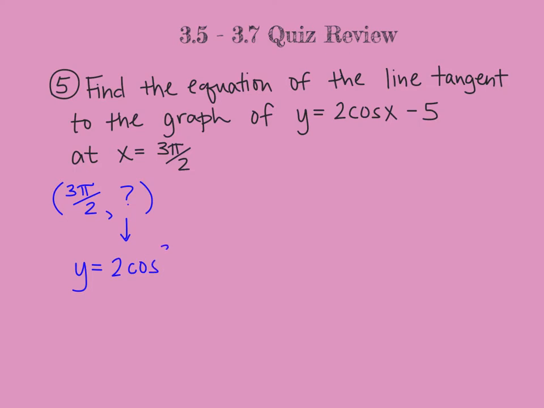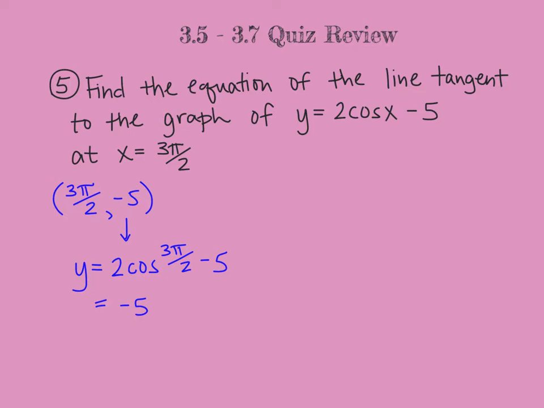So we'll have 2 times the cosine of 3 pi over 2 minus 5. The cosine of 3 pi over 2 is 0. Use a unit circle if you need to see why that is. So we have 2 times 0 minus 5. So our y value ends up being minus 5. So now we have our point. Now we need to find our slope.